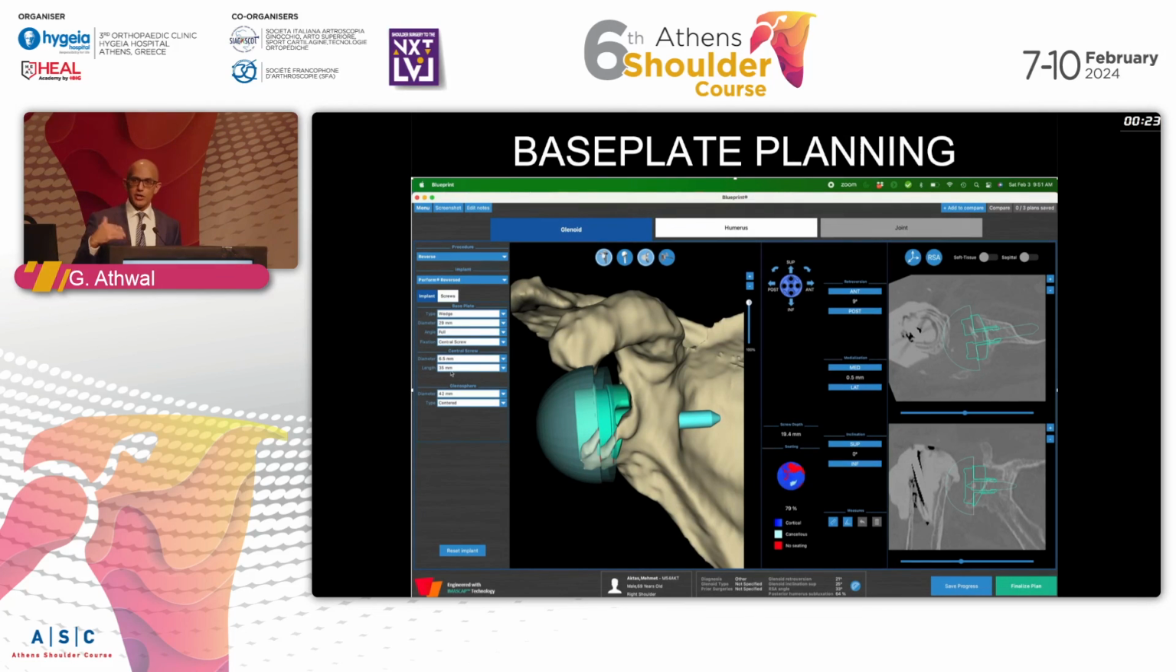Now, if you had a patient-matched implant, you wouldn't have to do that. You can place the base plate exactly where you want to and backfill it with 3D printed metal, or if you had a bio-RSA with good quality humeral head bone, you could do the same. Place the base plate exactly where you want to and backfill it with good quality bone.